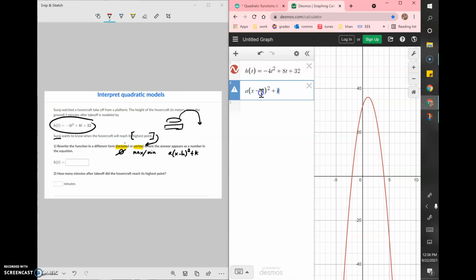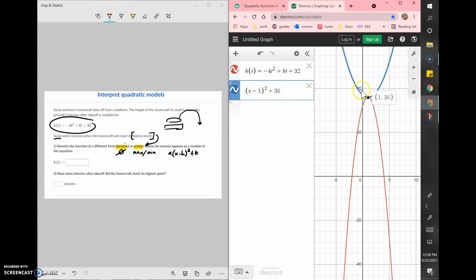What do we know about vertex form? We know that the h value and the k value come from the vertex. So I'm going to click on the vertex, and now we know what the x and y values are. We put in the x value, which is the h value in our vertex form. So we've got minus 1, and the y value is 36. So I'm going to replace k with 36. Now if I take away this a, you can see the graph that I have right now shares the vertex.